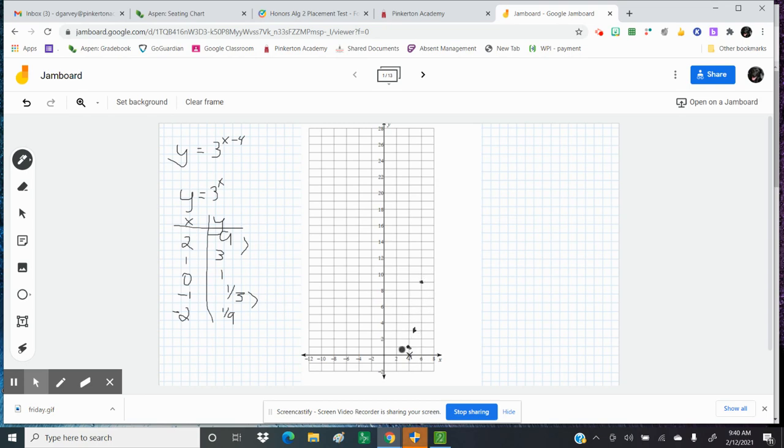Then the rest of the points are going to get closer and closer and closer to my asymptote. My asymptote is right here at the x-axis, so the equation of my asymptote is going to be y equals 0. If I draw my graph, it's going to start way up here, grab these points, and come down. It's going to hug my asymptote. And so that's how you would graph that.